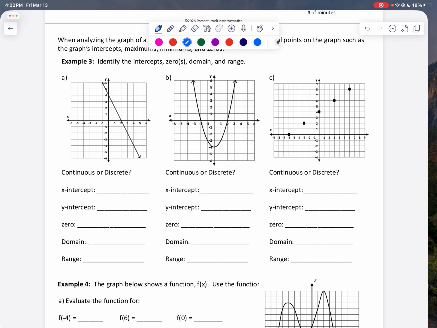So in example 3, it says identify the intercepts, the zeros, the domain, and the range. So in our first graph, we have a linear function, and it wants to know if it's continuous or discrete. Well, since the line is connected, we're going to say that it is continuous.